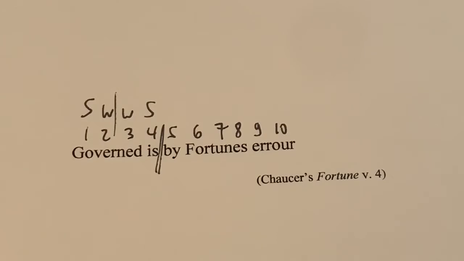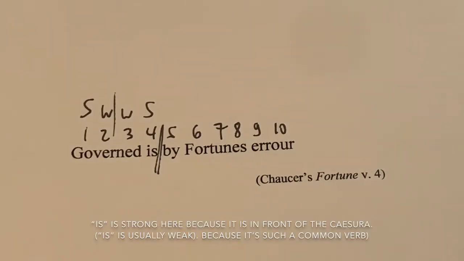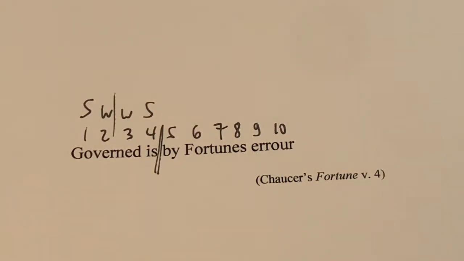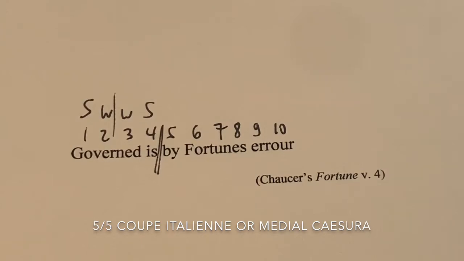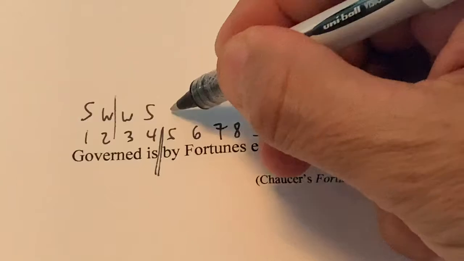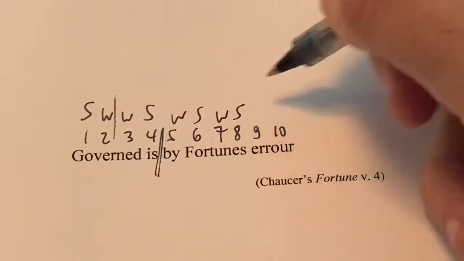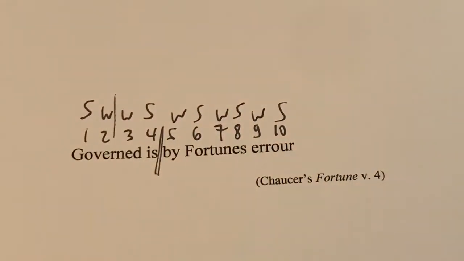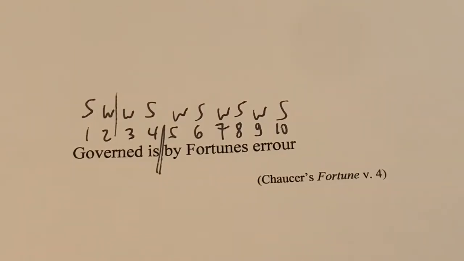So the first foot is strong, weak. That's a trochee. And then it's picked up by weak, strong, and is, in this case, is taking strong. Usually is will be weak. But in this case, it takes strong because you always want strong in front of the caesura, unless you have those strange caesuras like the coupe italienne or medial caesura, which stops on a weak. And then the rest of it is iambic pentameter. Weak strong, weak strong, weak strong, and error, not error.